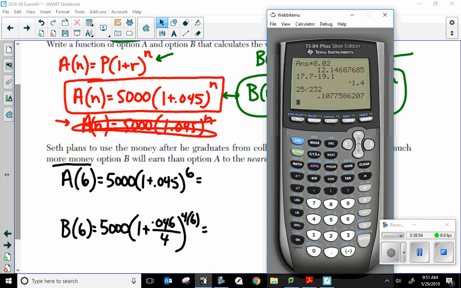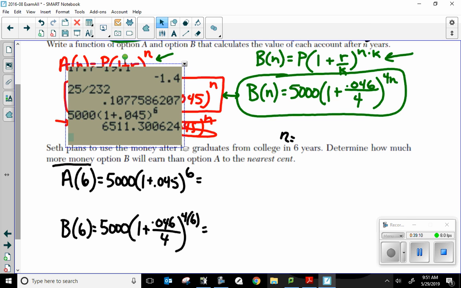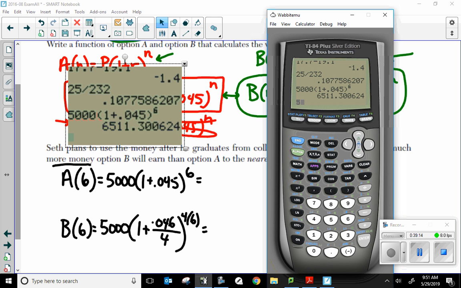There you go. 5,000 times 1 plus 0.045, parentheses, raised to the 6. Just going to put this here, just so that we have it. There it is. And now I'm going to do the same thing. 5,000. This is for part B. Raised to the 1 plus, got to use my fraction, 0.046 over 4.